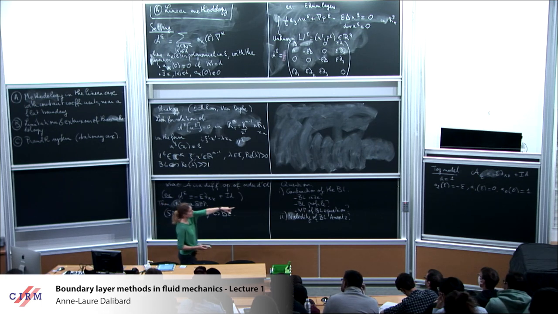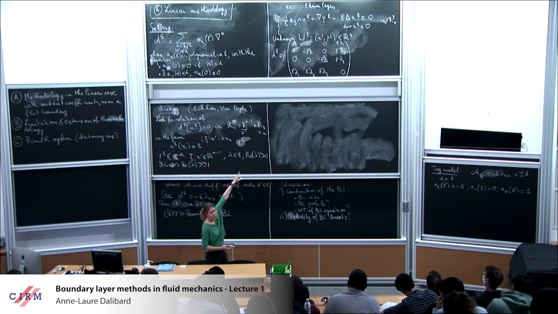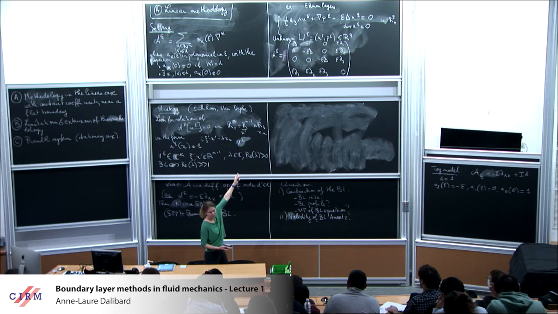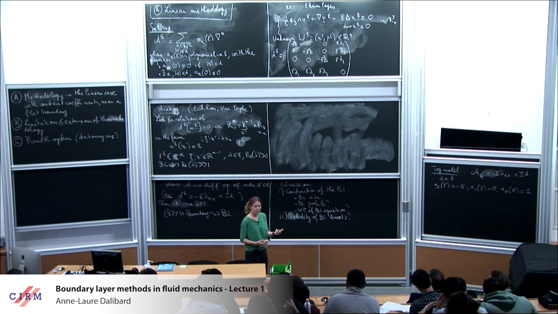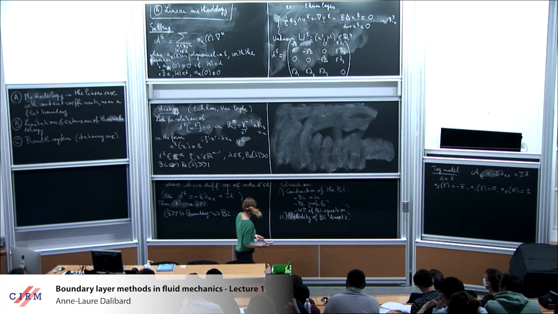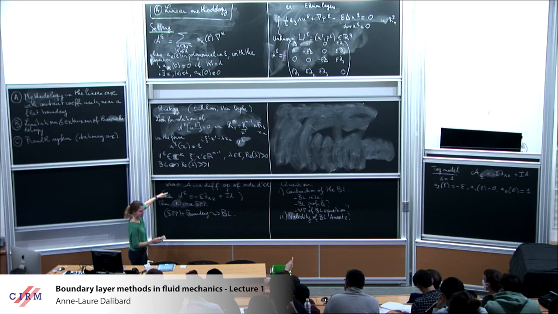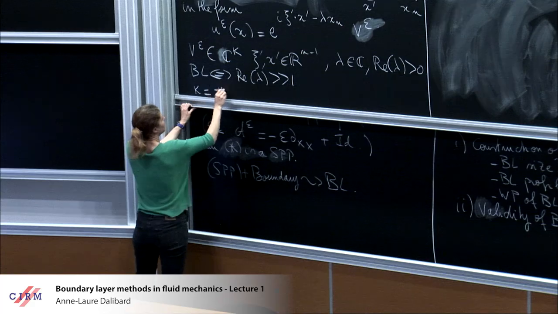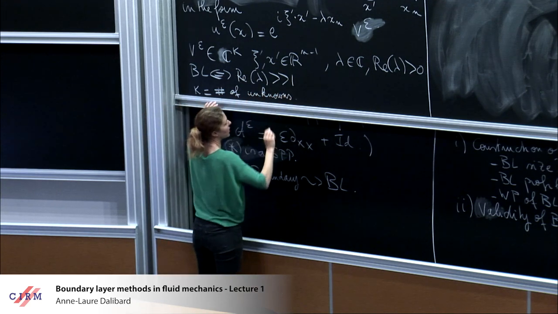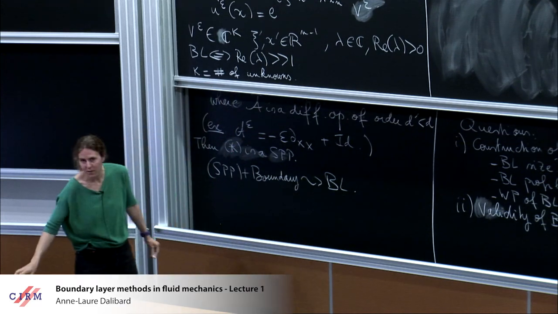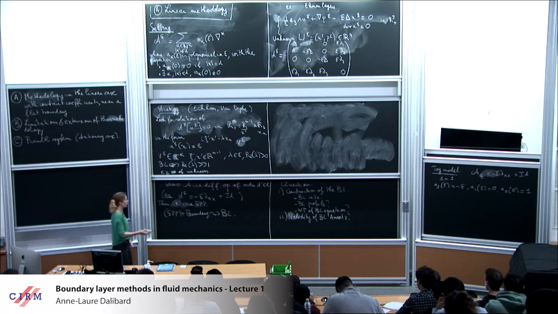In that case, it will be 1. In that case, it will be 4. It's the total size, the number of unknowns in your system. In that case, you have 3 components for U and 1 for P. I didn't introduce it before, but that's the 4 in this case. So K, maybe I'll write this down here: K is the number of unknowns. So it's not the dimension of the space, and it's not the order of our operator. It's really the number of unknowns.